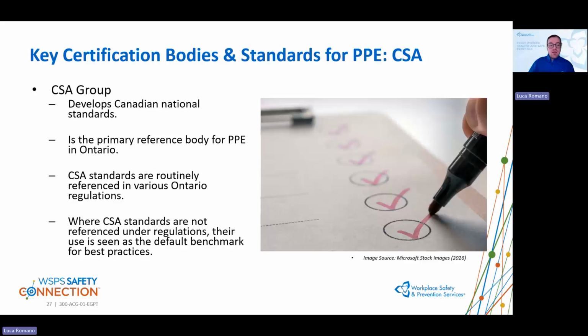So I hope everybody is pretty well familiar with different certification bodies and standards, but if you're not, we're going to talk about some of the more common ones. We'll start off with CSA Group. CSA develops Canadian national standards, and they're the primary reference body for personal protective equipment within Ontario. Oftentimes, CSA standards are referenced in various Ontario regulations, and where the standards aren't referenced, they may be seen as the default performance best practice benchmark for the most part.